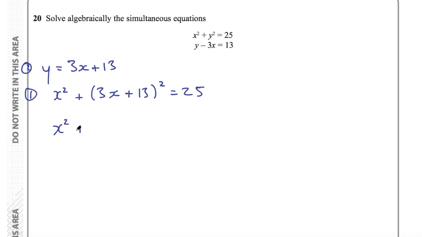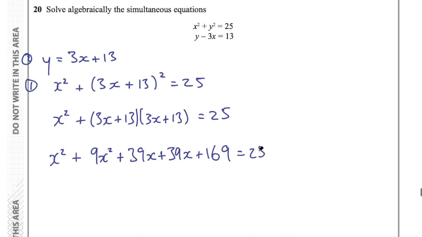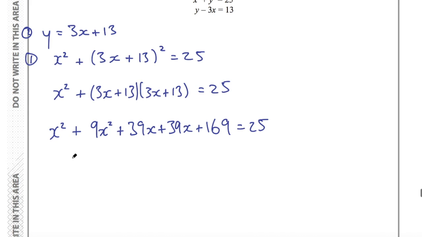So this is going to be x squared plus (3x plus 13)(3x plus 13) equals 25. And then we can expand that using FOIL. So we get x squared plus 9x squared, outers, inners, last, and we get plus 39x plus 39x plus 169 equals 25. And then keep on simplifying, so this becomes 10x squared plus 78x, and then take that 25 from this side and you get 144 equals 0.